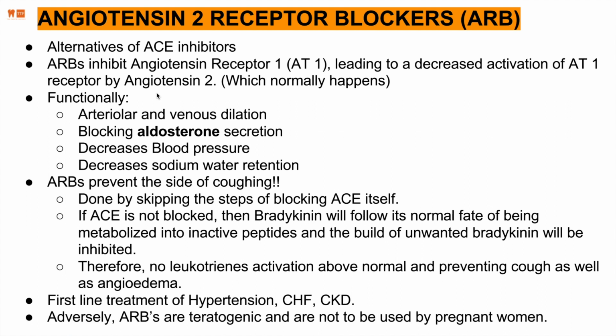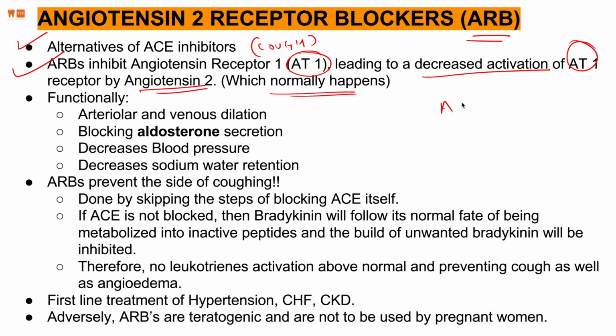So, to prevent that, we will block angiotensin 2 receptors with angiotensin receptor blockers, ARBs, alternatives to ACE inhibitors for patients who have cough issues. ARBs inhibit angiotensin receptor type 1, leading to decreased activation of the receptors by angiotensin 2, which normally happens. So angiotensin 2 gets created, it's perfect, but it just floats around. It cannot attach itself to this receptor, and therefore no activity.